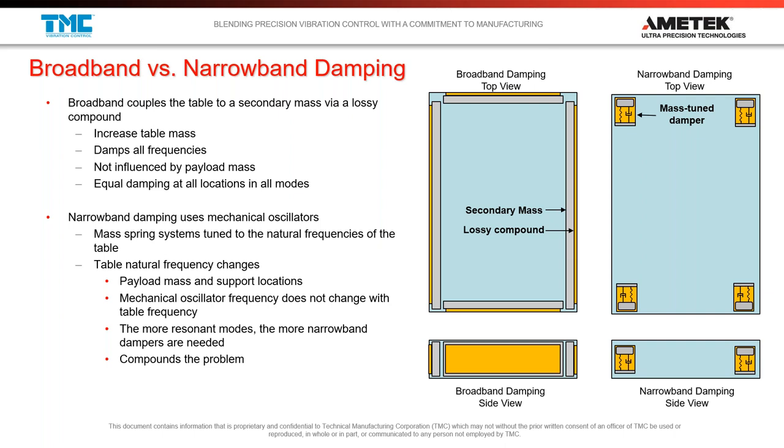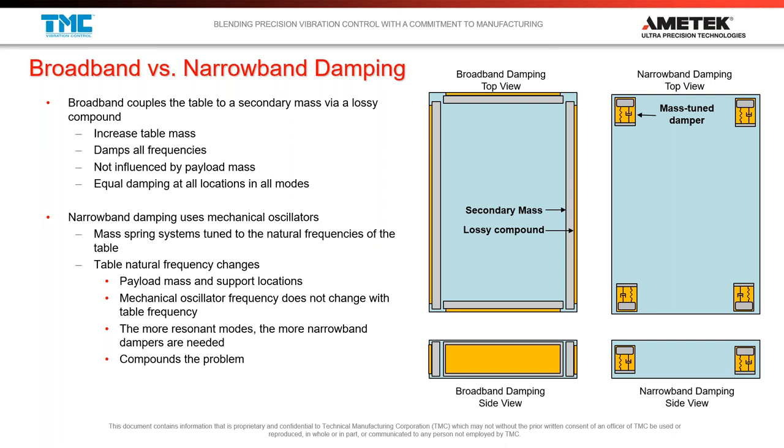What's interesting about broadband damping is that it provides this performance regardless of what the payload is. One of the things that I'll talk about a little bit later is that the resonant frequency of a table as measured in the factory isn't always the same, because once you start loading your table with equipment in the field and you have it on isolated systems and all the other things, your resonant frequency is going to change. So broadband damping is a great way to safeguard against changing resonant frequencies of a table.